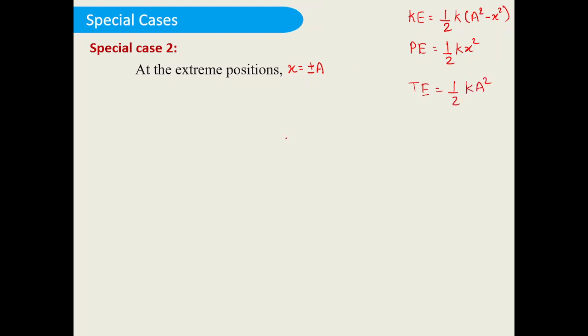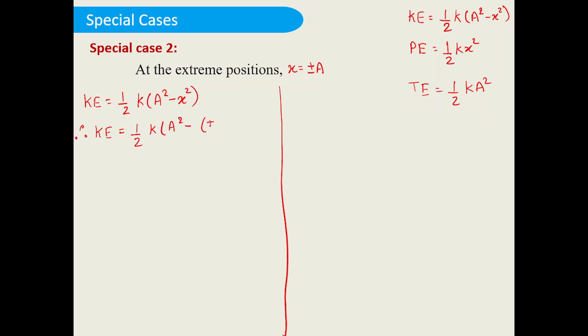Let us now talk about kinetic energy first. Kinetic energy is given by half k a square minus x square. At extreme position x is equal to plus or minus a. Therefore kinetic energy is equal to half k a square minus plus or minus a, whole square. Now plus or minus a square is positive, so it is a square. So this is half k a square minus a square. A square minus a square is 0, so this whole thing will be 0. That means kinetic energy is equal to 0.